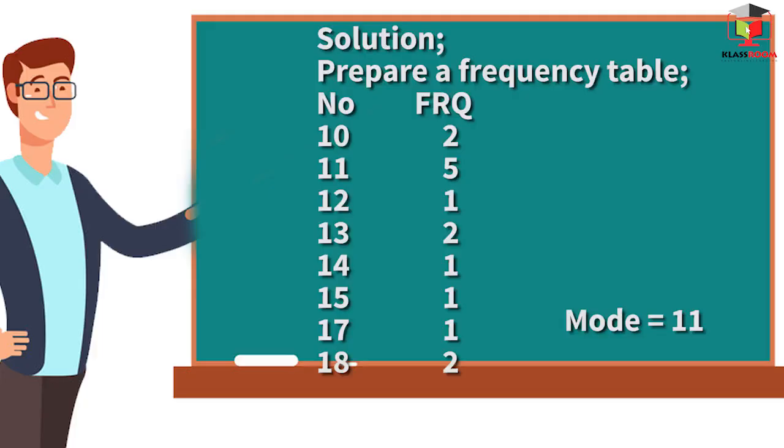2 traders sold 10 bags of oranges. 5 traders sold 11 bags. 1 trader sold 12. 2 traders sold 13. 1 trader sold 14. 1 sold 15. Another sold 17. And 2 sold 18. From the above frequency table, the highest frequency is 5, and the number with the highest frequency is 11. Therefore, the mode is 11.